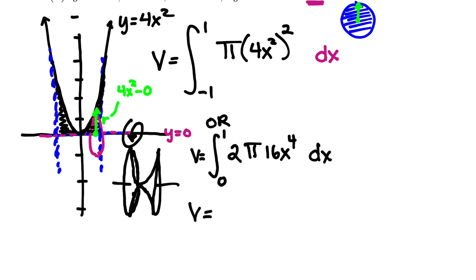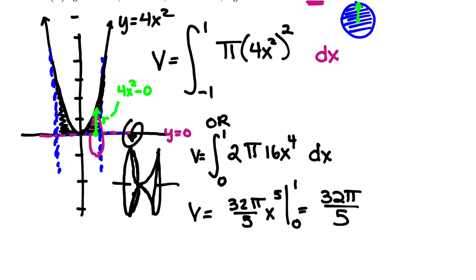And I think I'll just do 0 to 1 while I'm at it. What's that going to give me? 32 pi over 5 x to the fifth from 0 to 1, which just gives me 32 pi over 5.